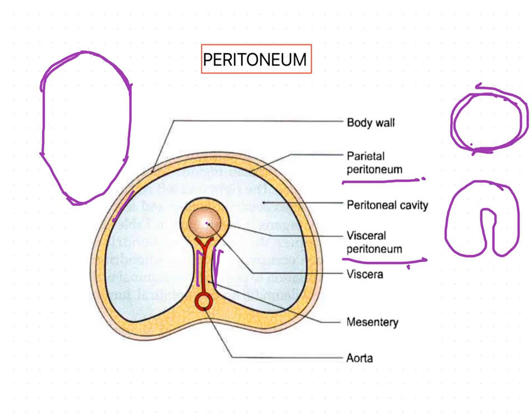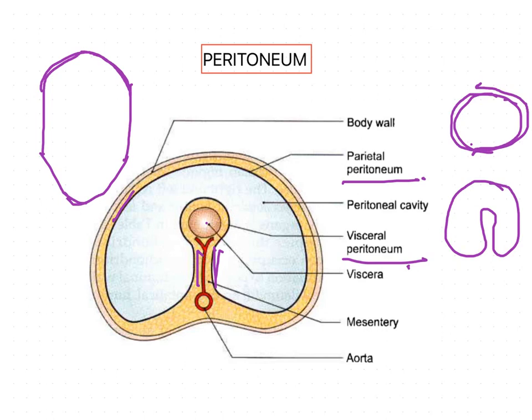Embryologically, the parietal peritoneum is derived from the somatopleuric layer of the lateral plate mesoderm, and it has the same blood supply and nerve supply as the abdominal body wall. Because of this somatic innervation, the parietal peritoneum is pain sensitive.